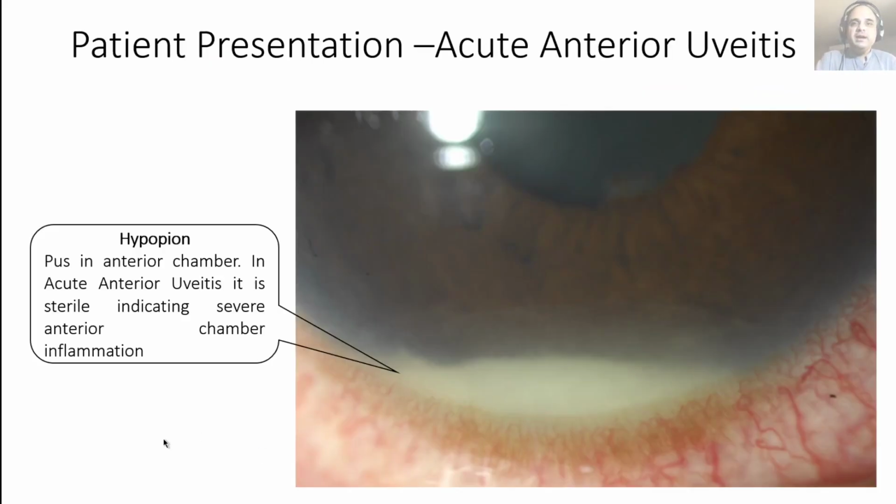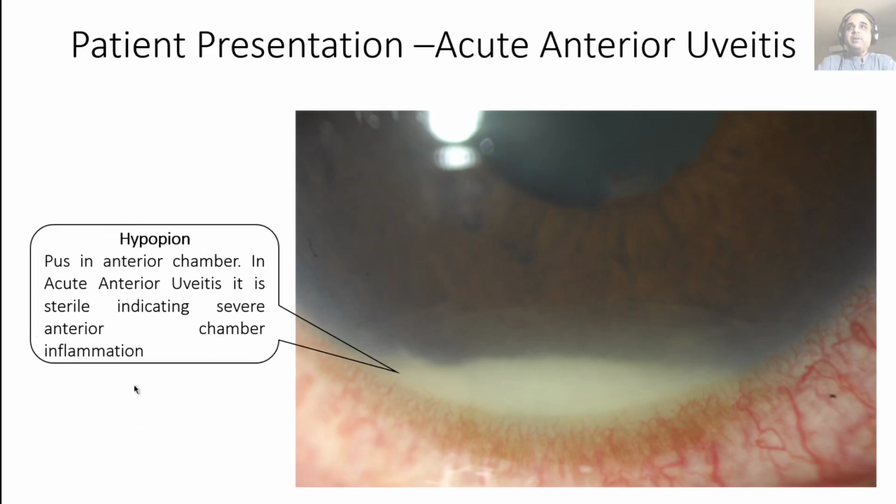So sometimes what happens is you have a very severe reaction and you get a hypopyon. We have seen a hypopyon form now more than a couple of times. We saw one in keratitis. We saw one in endophthalmitis when we talked about cataract, complications of cataract surgery. You also see it in uveitis.